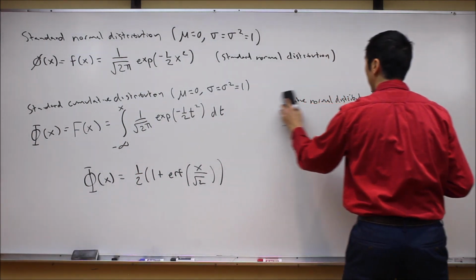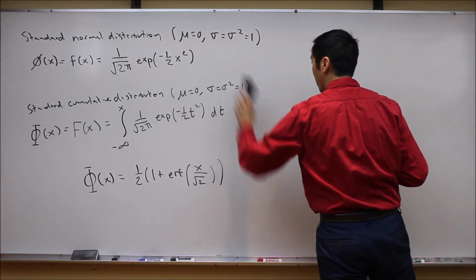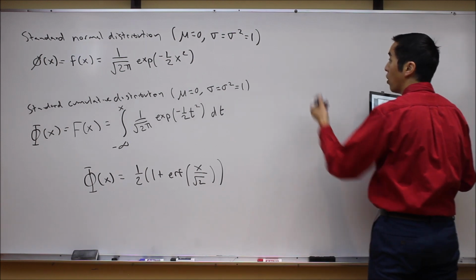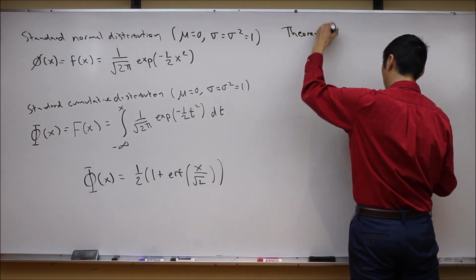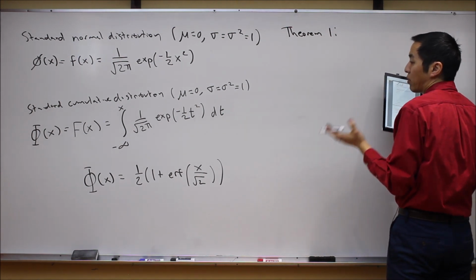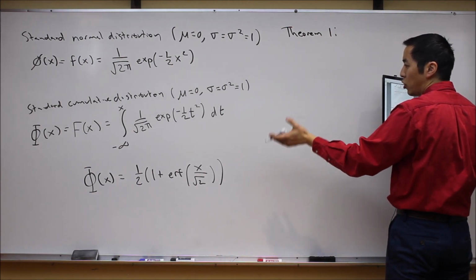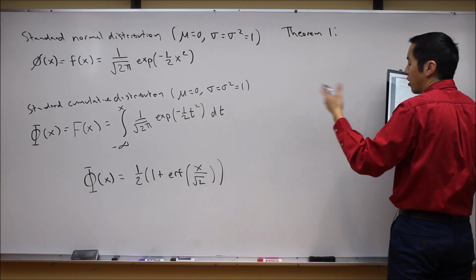Let me just erase these two so I can get a little bit more space on this side of the board, okay? So let's pose a theorem here. Let's call this Theorem 1. Theorem 1 here is basically going to relate a standard cumulative distribution function to an arbitrary one.